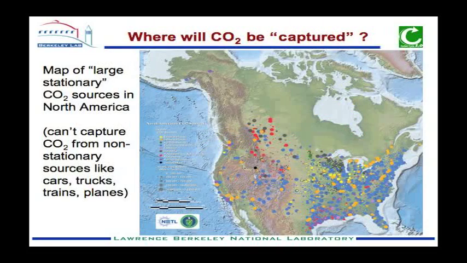So where will the CO2 be captured? This idea of large stationary sources is to distinguish them from things like automobiles and other parts of the transportation sector. It's not really possible to capture CO2 from cars. That's one of the reasons we're thinking about converting to battery-powered cars. But this is a map of all of the large stationary sources in North America. There's about 4,600 of them that have been identified. You can see there's a large concentration in the eastern US. If you look at the global map, the similar large concentrations are almost entirely in Europe and in eastern China.